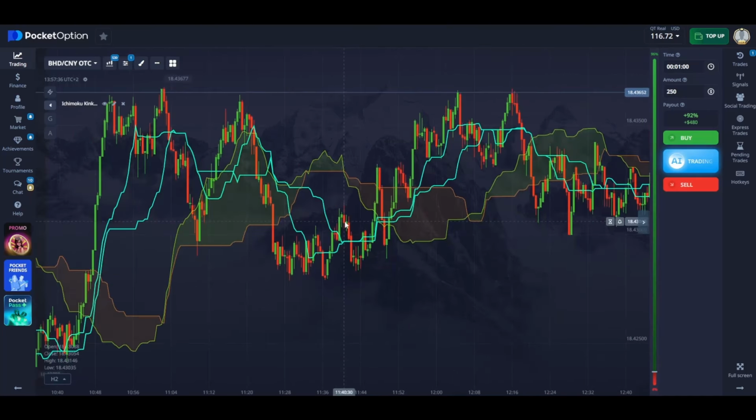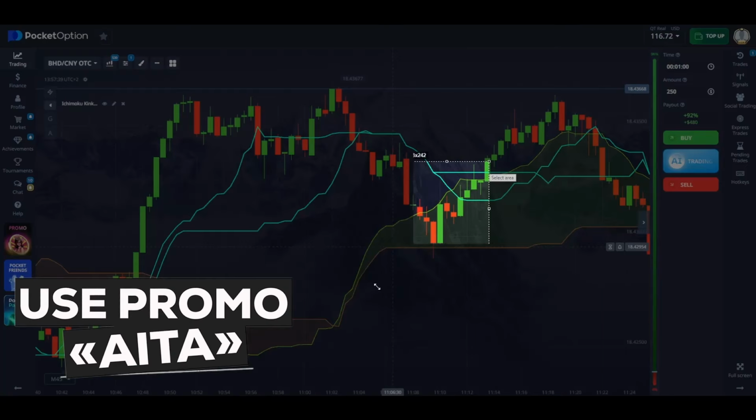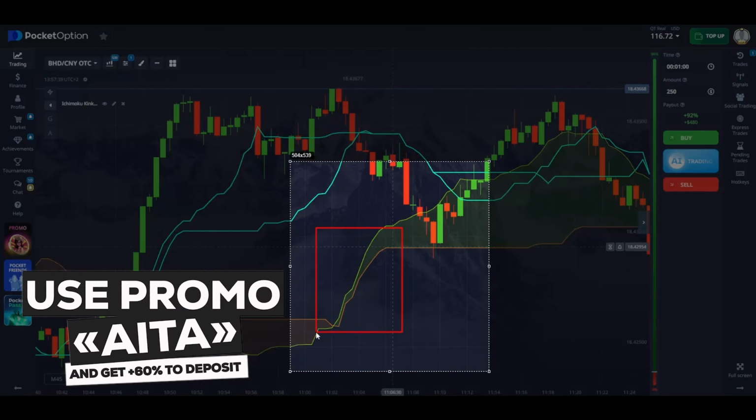There are also situations where, in the clouds, the lines become really small. Sometimes they even intertwine with each other. And here too, there's no clear signal. You should skip this kind of situation as well, because you won't get any signal here. Also, you can see from the market lines that they've intertwined as well.